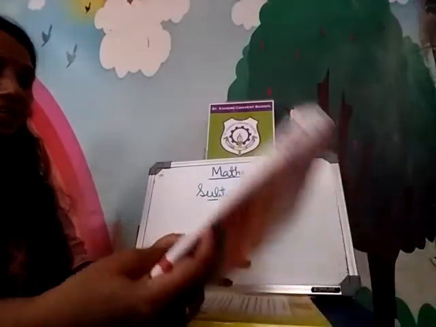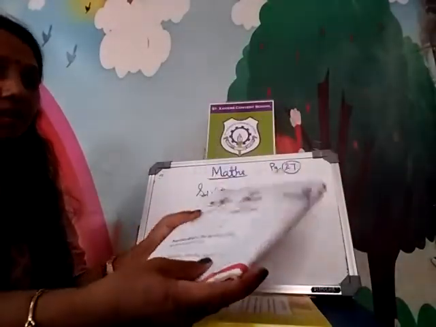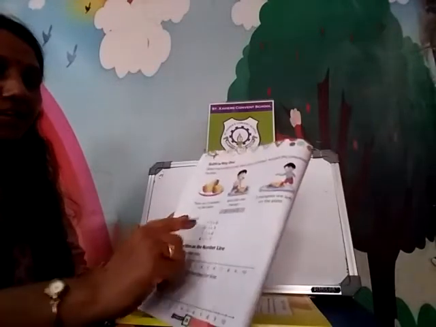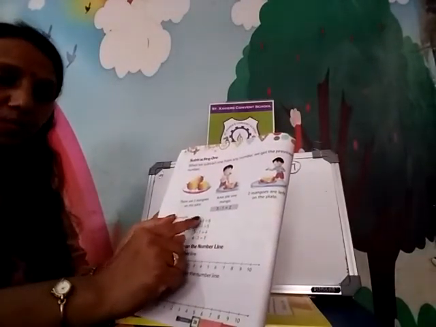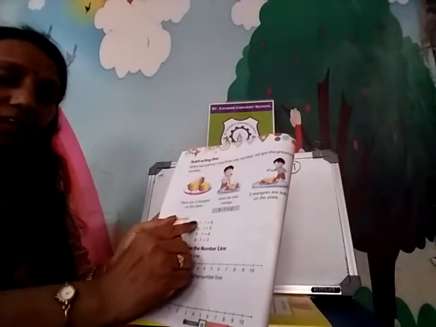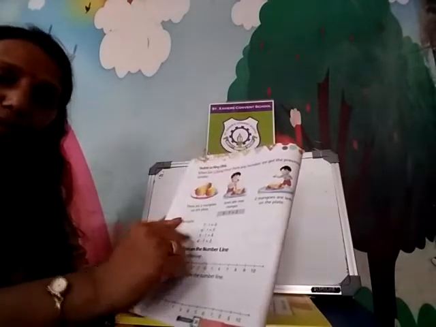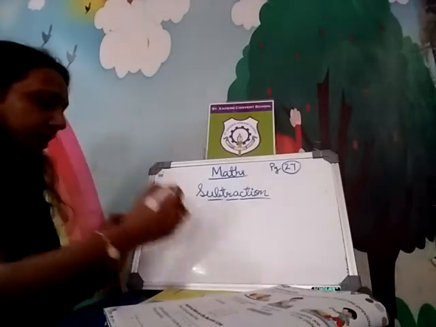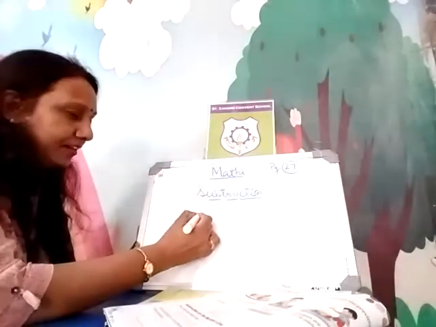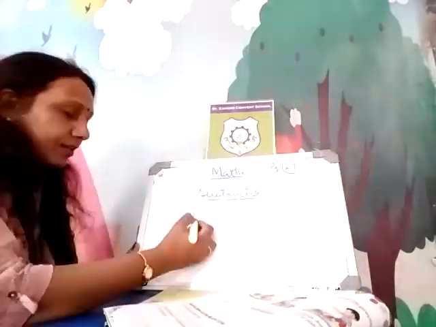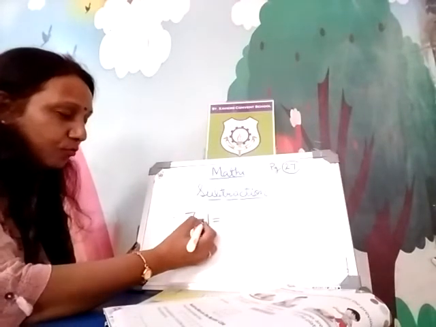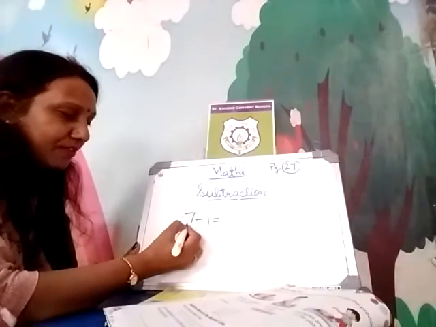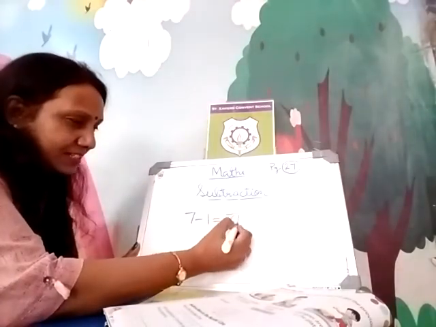Next, you just see here examples of minus 1. Examples of minus 1. When you minus 1, the answer is the number before. Okay. If you have 7 minus 1, in that digit 7 minus 1, so what will be the number before 7? 6. The answer will be the number before.